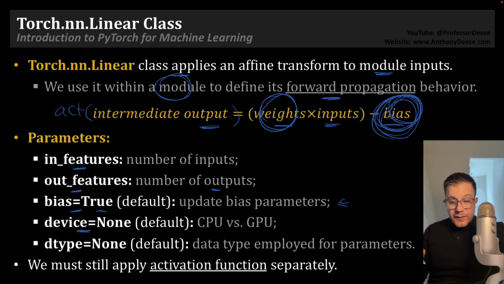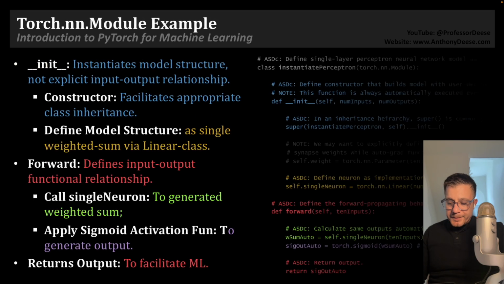We have a device parameter, which defaults to none. This tells the computer whether we want to perform various operations on the CPU or the GPU, and then the data type employed for the parameters of the linear class object. Now note, we still need to apply the activation function separately.